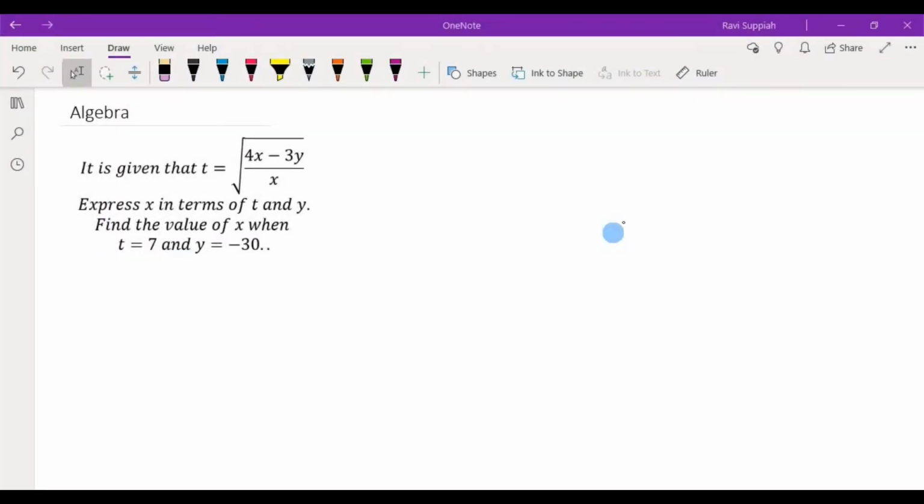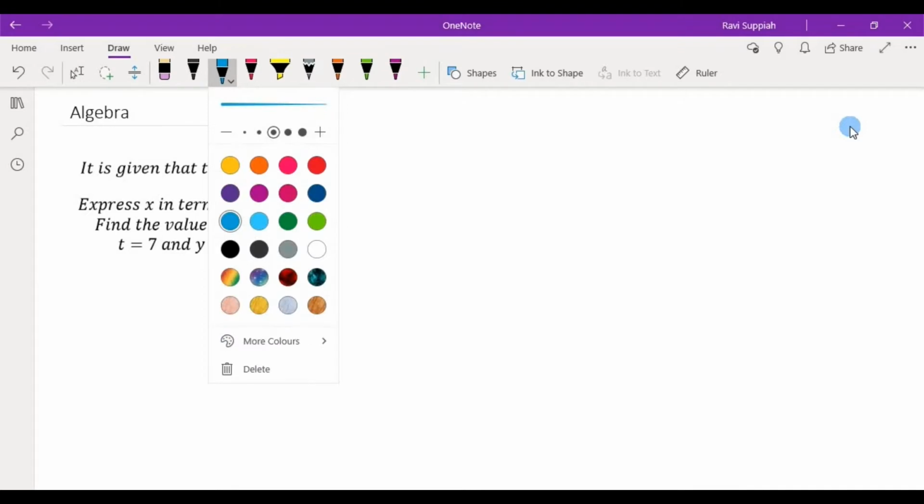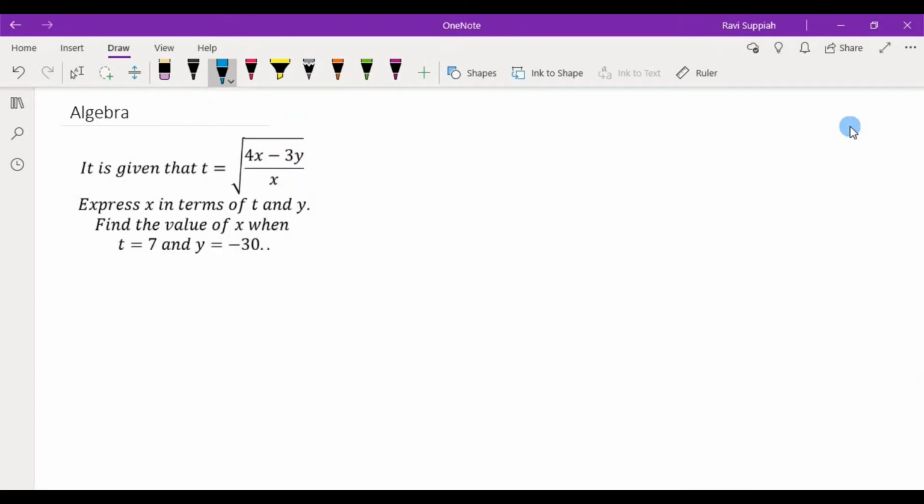Let's look at this algebra question here. We are given that t is given by this expression here, and we want to express x in terms of t and y. So the final answer that we are moving towards is such that x is equal to something. Now in order for us to achieve this, we must make sure that all the x terms are on the left hand side and all the other terms are on the right hand side. So let's get started here.